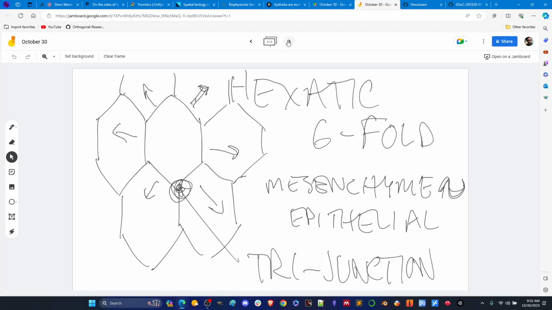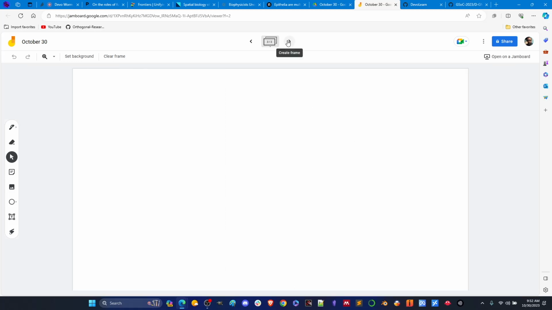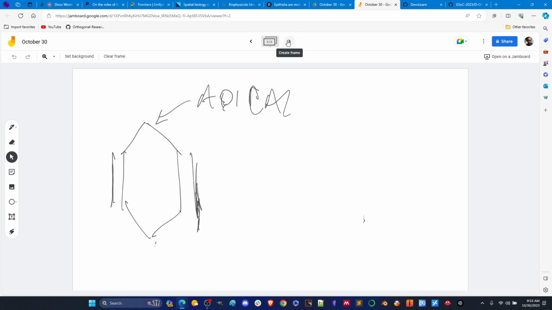So if we look at this, if we had a hexagonal cell, something like this, then what you're saying is that this is the apical end here, and then this, draw the side view, which would be like this.